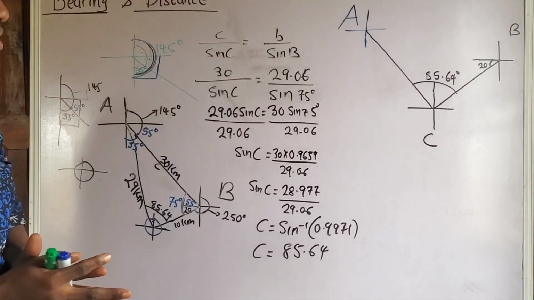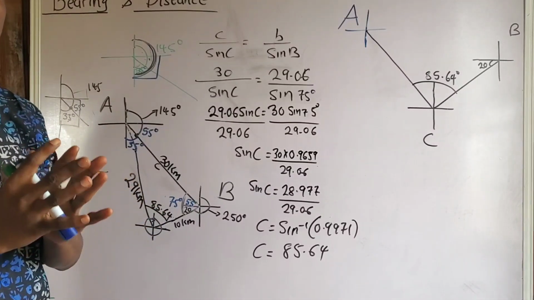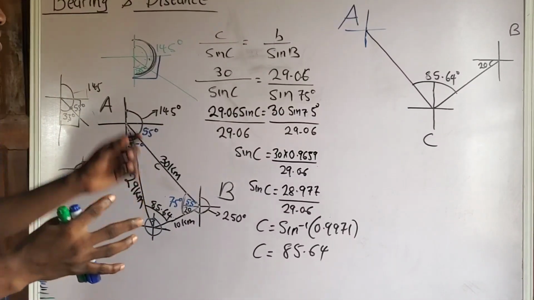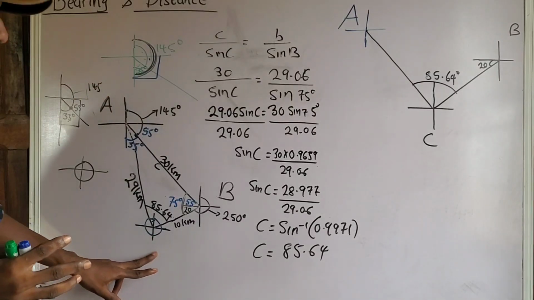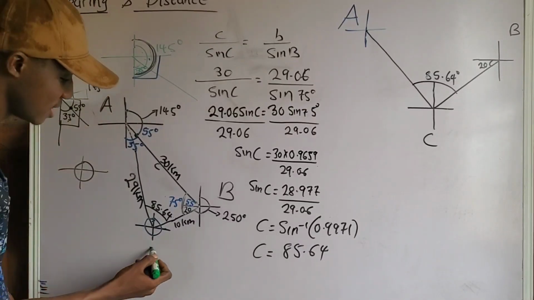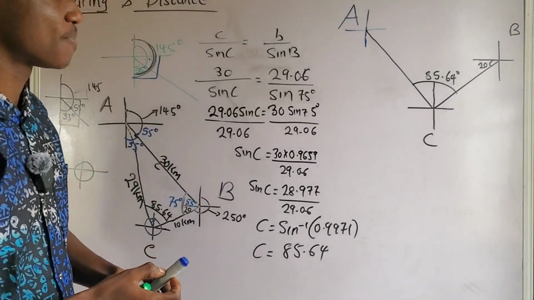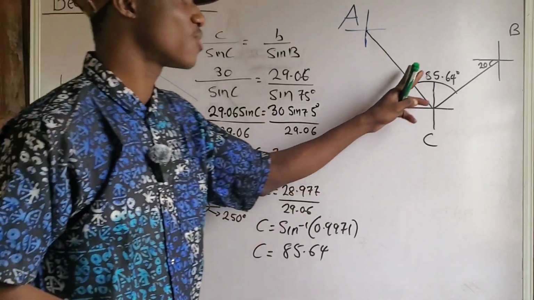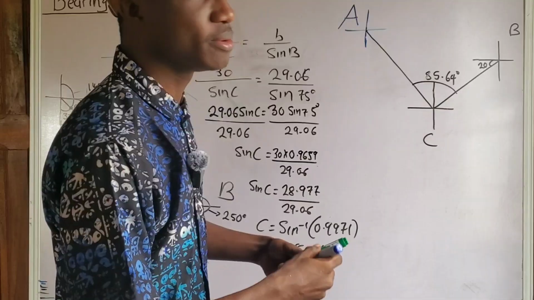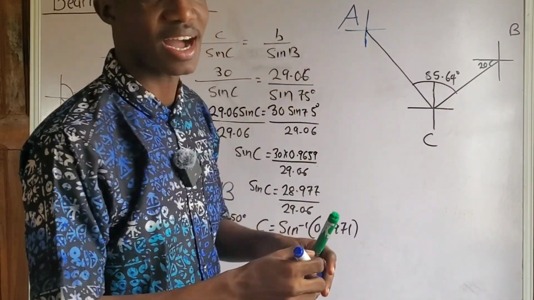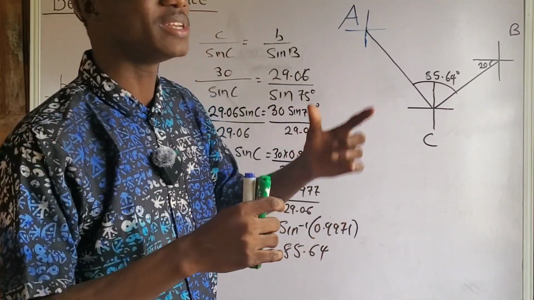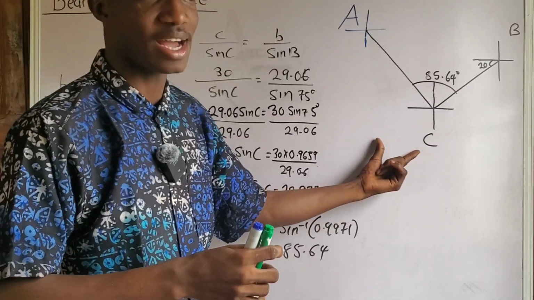Now listen to me carefully. We are asked to determine the bearing of the starting point from the car. This is where the car is now, point C. To get the bearing of the starting point from the car, we need this angle, and we've already gotten the angle as 85.64. The bearing of the starting point from the car will be the direction of the starting point with respect to the car. Are you getting it?